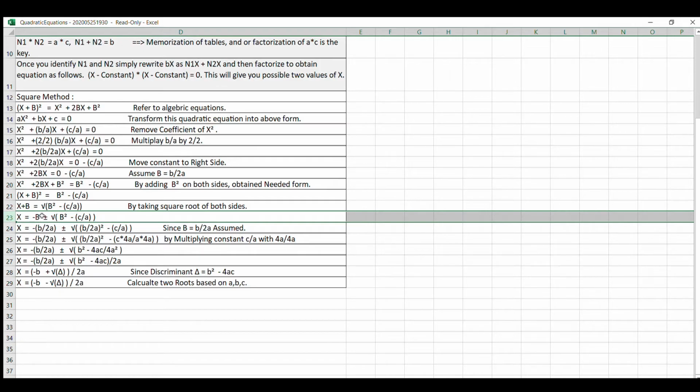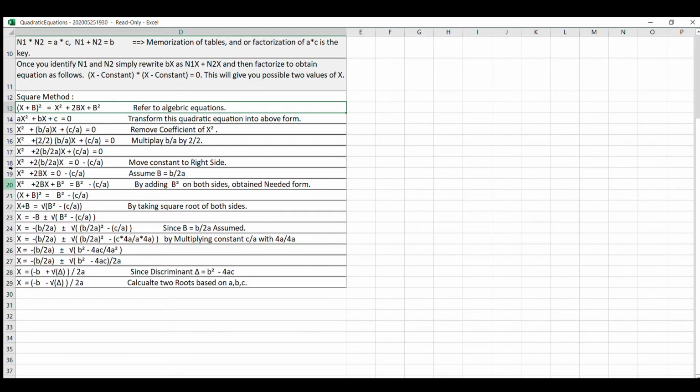So there are two possible values, minus b plus square root of b square minus c by a, or minus b minus square root of b square minus c by a. So there are two possible values of x. So here key is transform that equation into x plus b whole square equation.